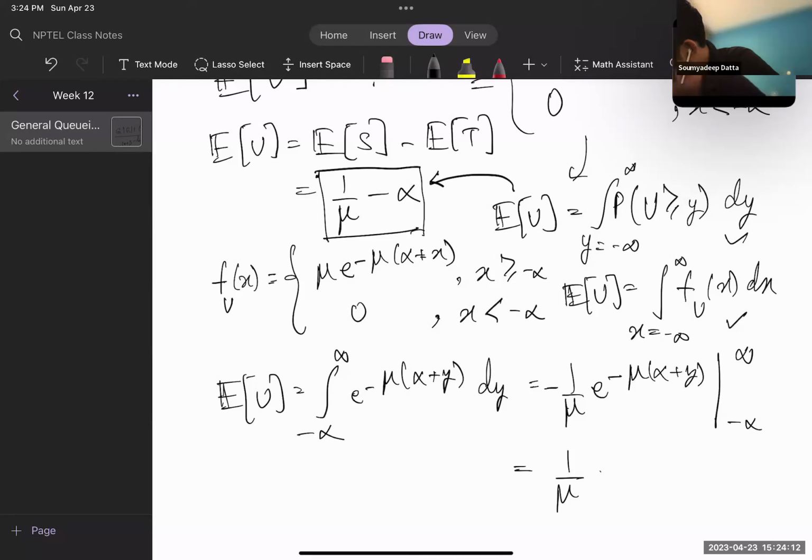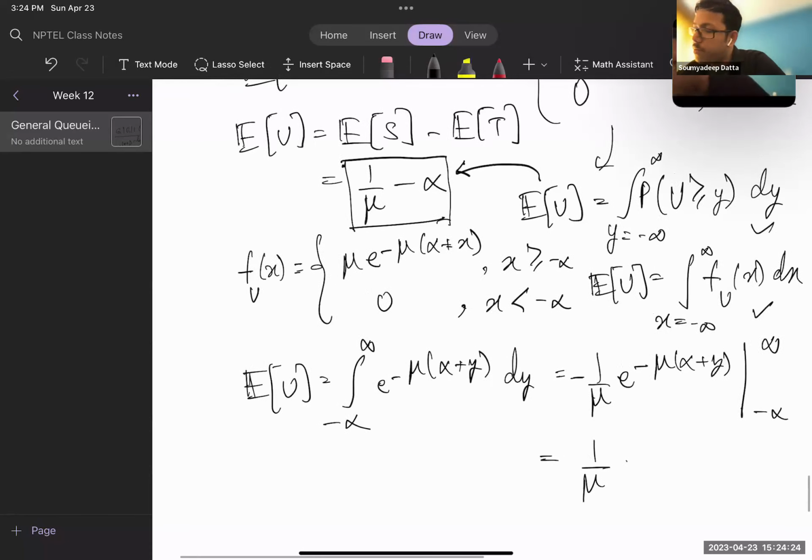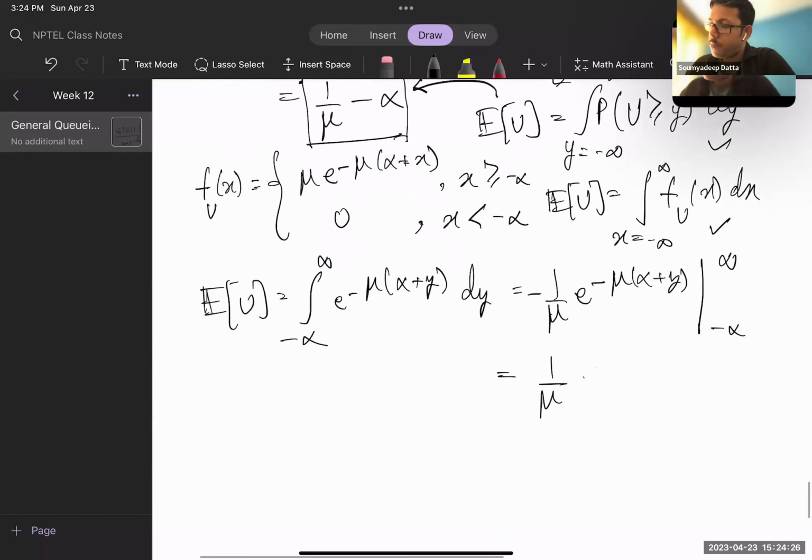If I substitute minus alpha, it comes out to 1 by mu. Then this minus alpha term also has to come from somewhere. So let's try the second approach, which is this one. I think this will be easier to verify.